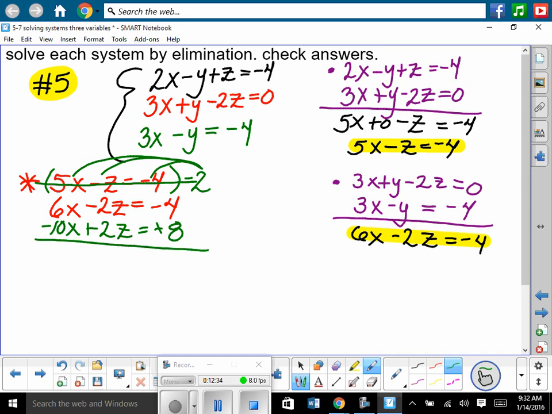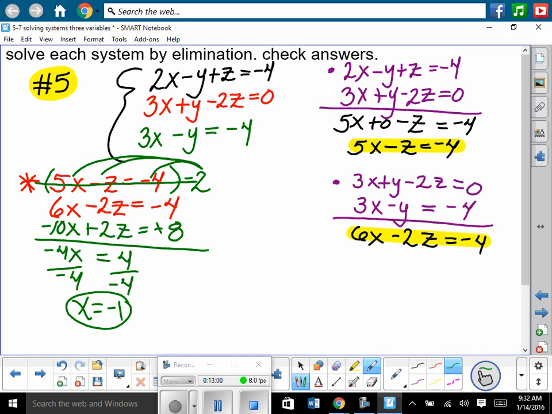So then I can add straight down. 6x minus 10x is negative 4x's. Negative 2z's plus 2z's is gone. And that's equal to negative 4 plus 8, positive 4. Now we can solve for x. So we'll divide both sides by negative 4. We get x is equal to negative 1. We just found x. Yay!